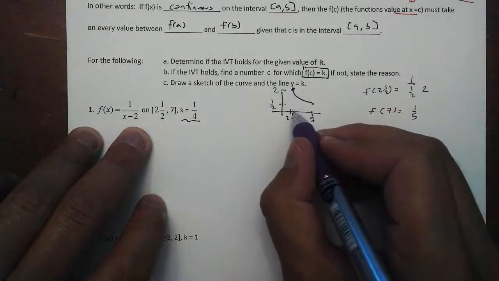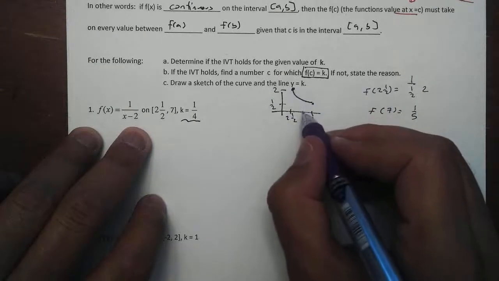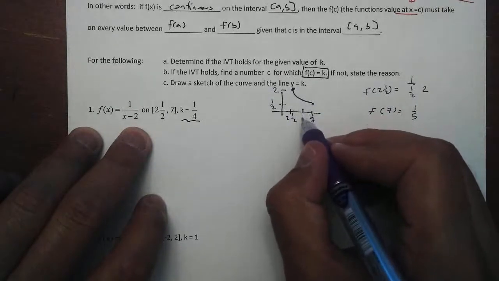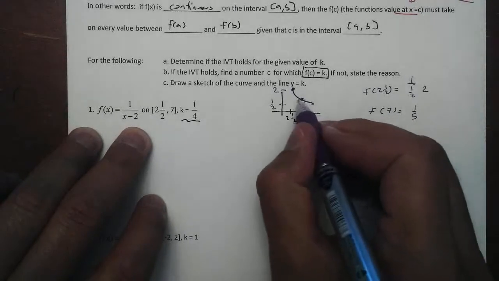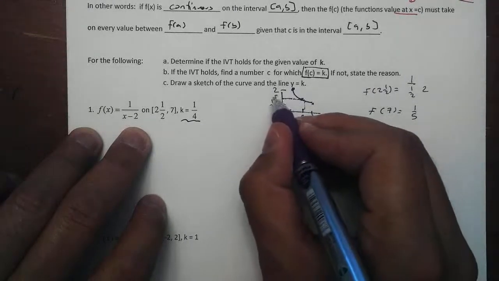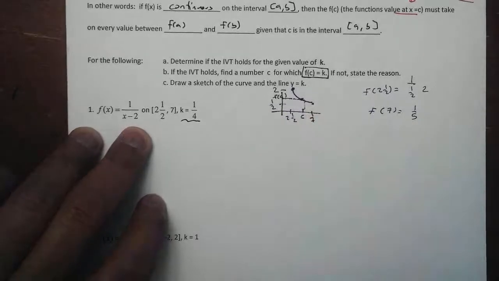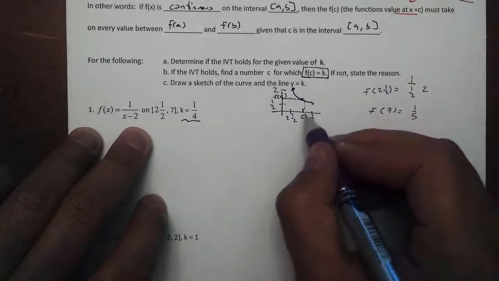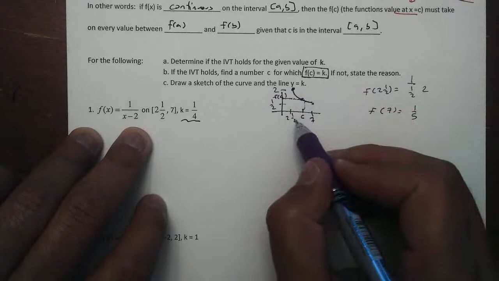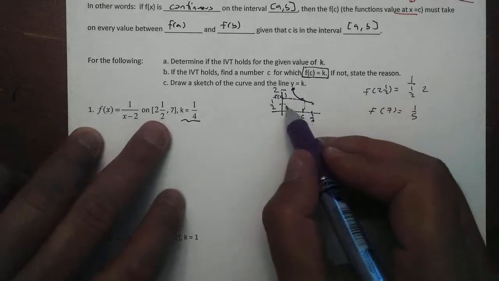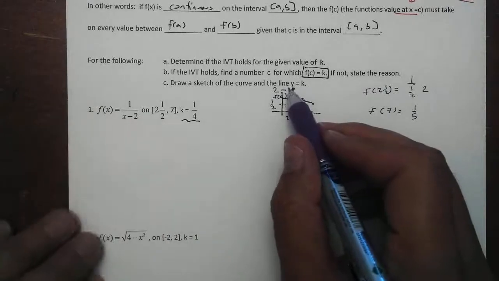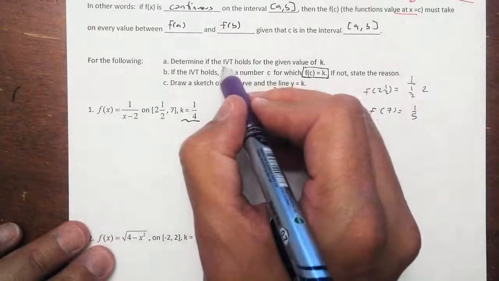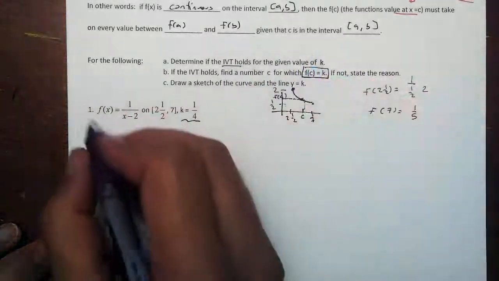So at some point, we're going to have an x value C, and we want to find where that C occurs, and that's what we're looking for. So we know that our value C has to be between 1/2 and 2, and that's what we're out to find. So the first thing we have to do is determine if the IVT holds, and that's really easy to do.